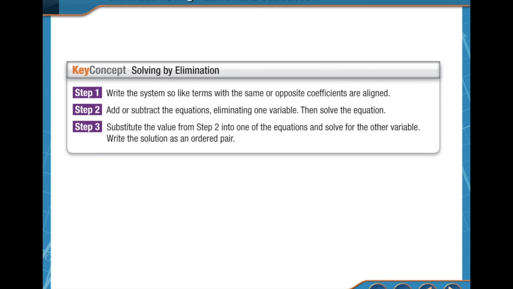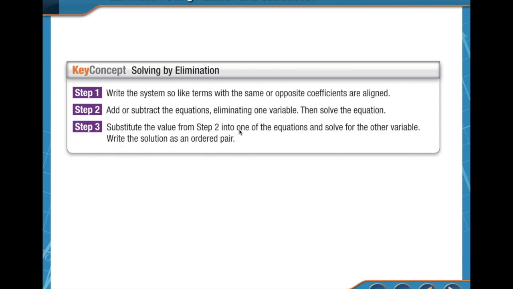So let us think about what these things mean. First step, write the system so like terms with the same or opposite coefficients are aligned. So we want to write our x's, make sure they're on top of each other, our y's are on top of each other, and we want to be able to eliminate those that way. Second step, we'll add or subtract the equations so that one of our variables disappears. The whole point is to disappear or eliminate one variable. Once you do that, you can solve what's left, and you get one value, you can go back and find the other value. That's what step 3 says.